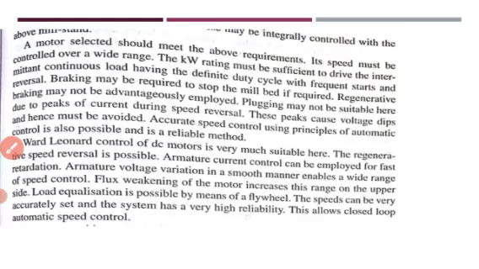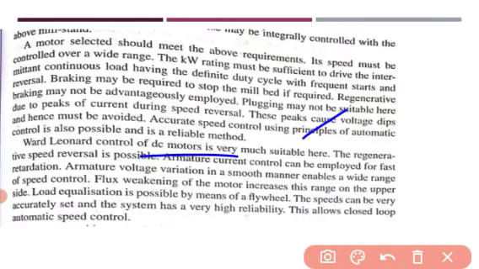Ward Leonard control of DC motors is very much suitable here. Regenerative speed reversal is possible. Armature current control can be employed for fast retardation. So here the speed control can be obtained from the Ward Leonard and armature control methods.